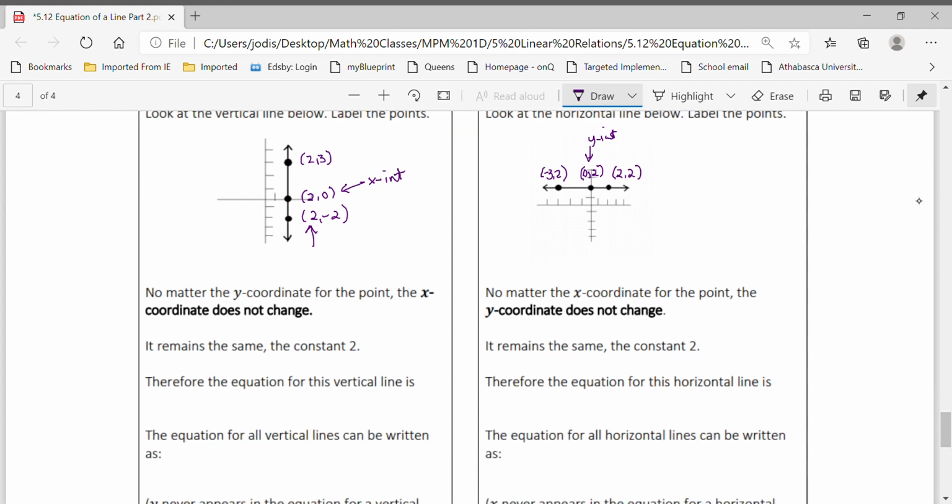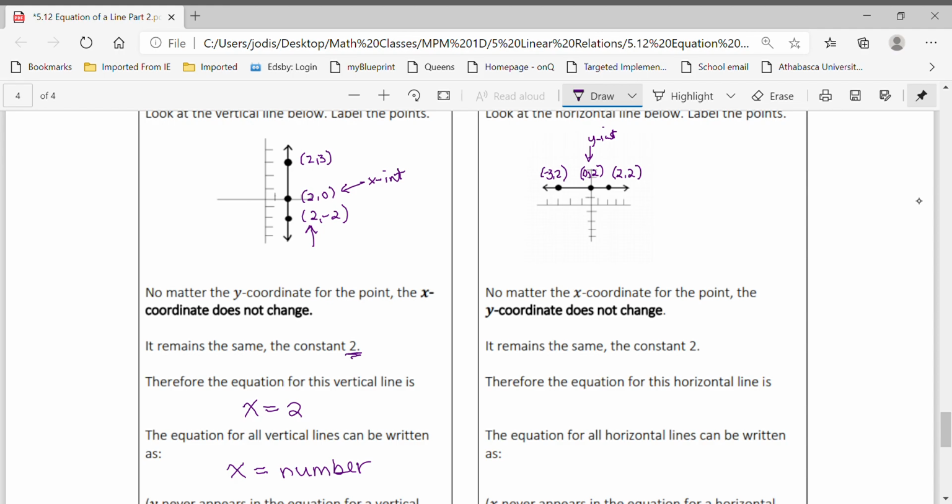So if we take a look at our vertical line, no matter what the y-coordinate is for the point, the x-coordinate doesn't change. It stays the same. It's 2. Therefore, the equation of this vertical line is x equals 2. The equation for all vertical lines can be written as x equals some number. x equals a number.